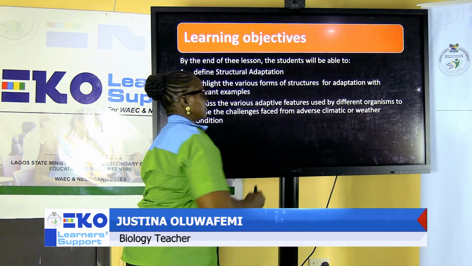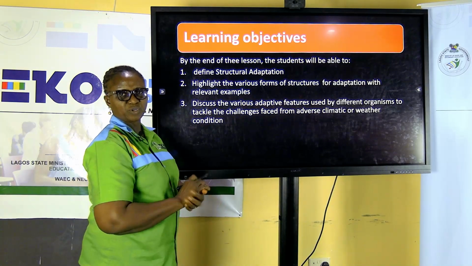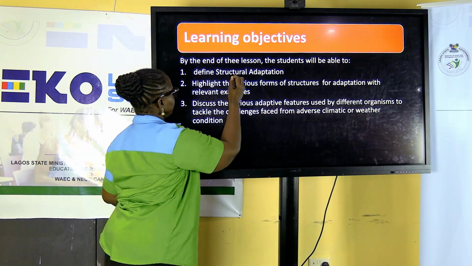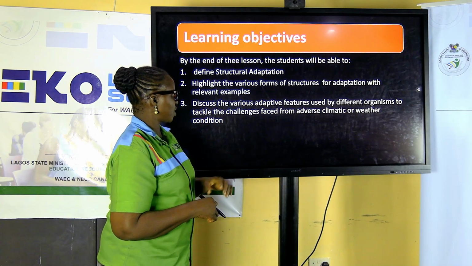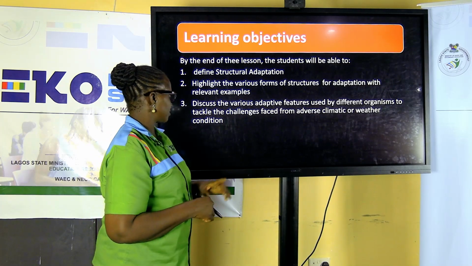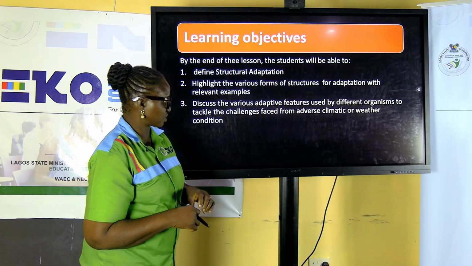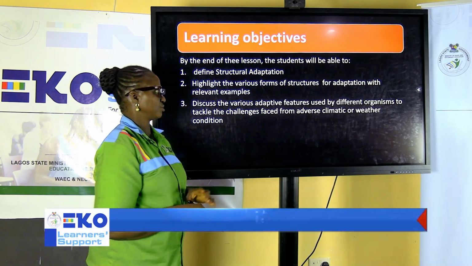This topic has the following learning objectives. It is expected that by the end of the day, you'll be able to define structural adaptation. You'll be able to highlight the various forms of structures for adaptation with relevant examples. You will be able to discuss the various adaptive features used by different organisms to tackle the challenges faced from adverse climatic or weather conditions.